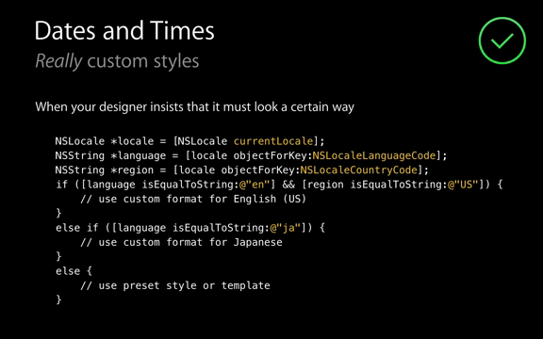If you have a custom format for US English, check for English, US, and apply it just to English US. And of course, if you have custom formats for other locales, check for those specific locales and make sure to fall back to the default in your else case. And that's all there is to dates and times. Next, let's move on to names.